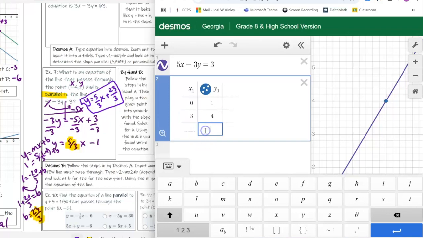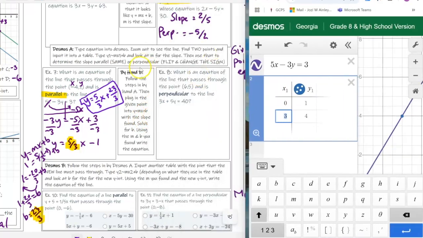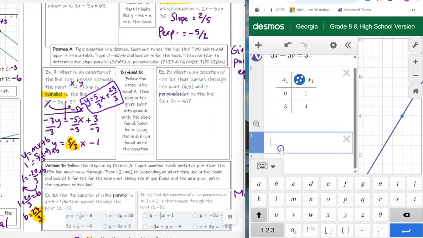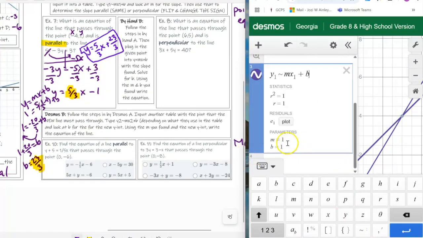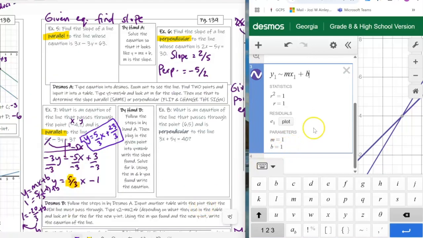All right. Now that I've put in my 2 points, what do I do next? I type in y1 squiggly line mx1 plus b. So I'm doing the same thing, I'm trying to find the slope. All right, so m is my slope. So let's make sure that my slope is correct.